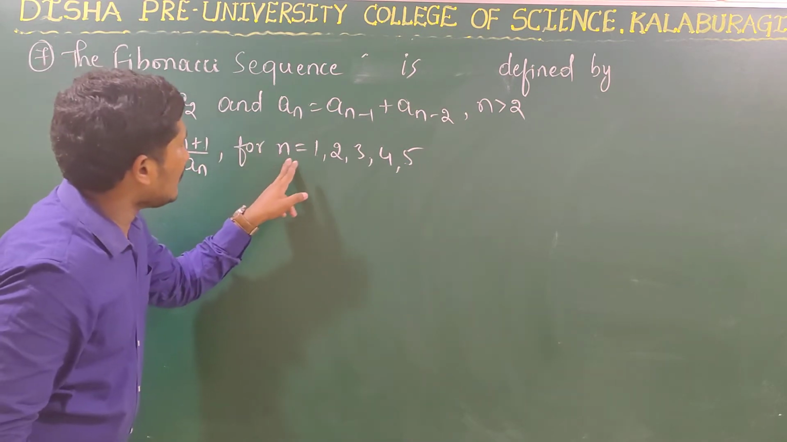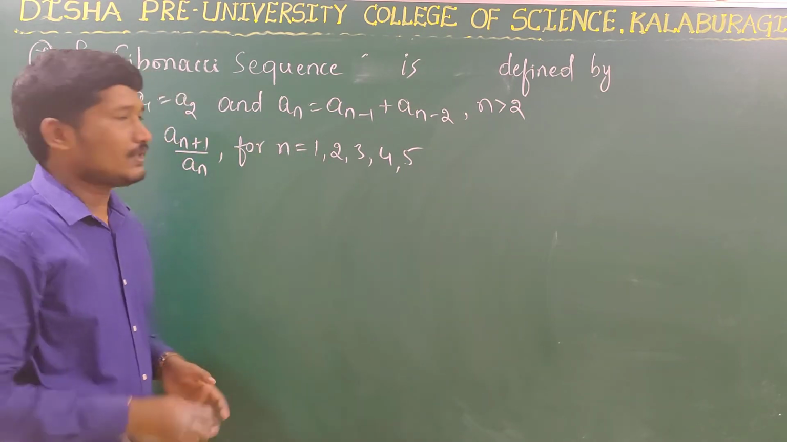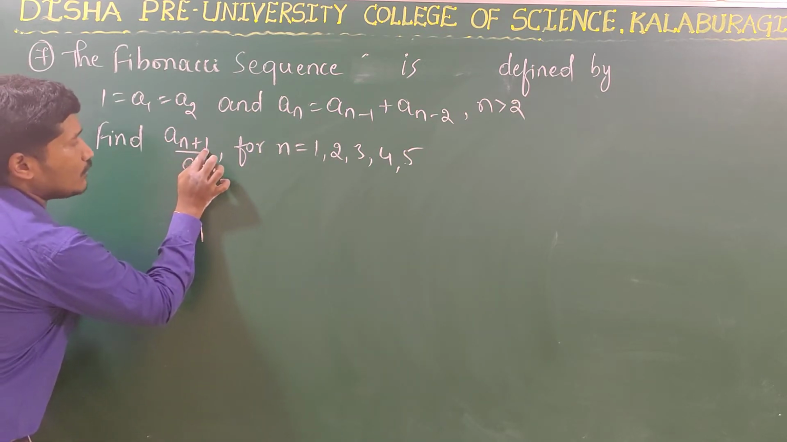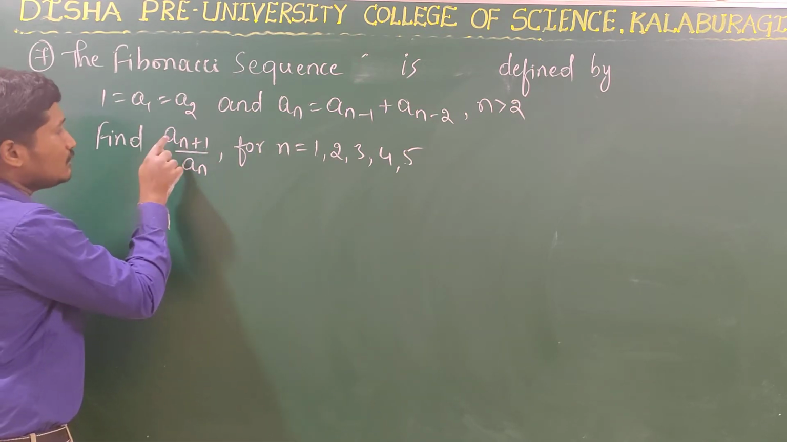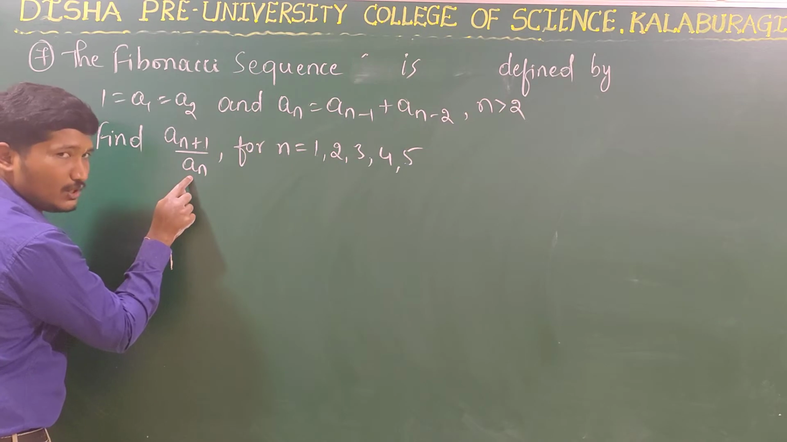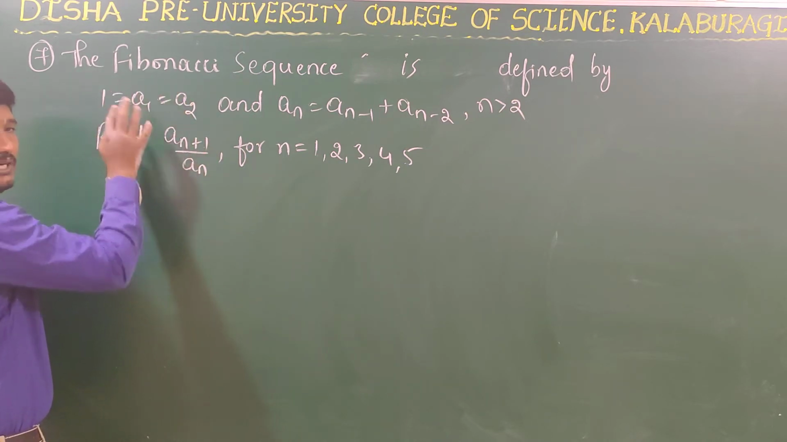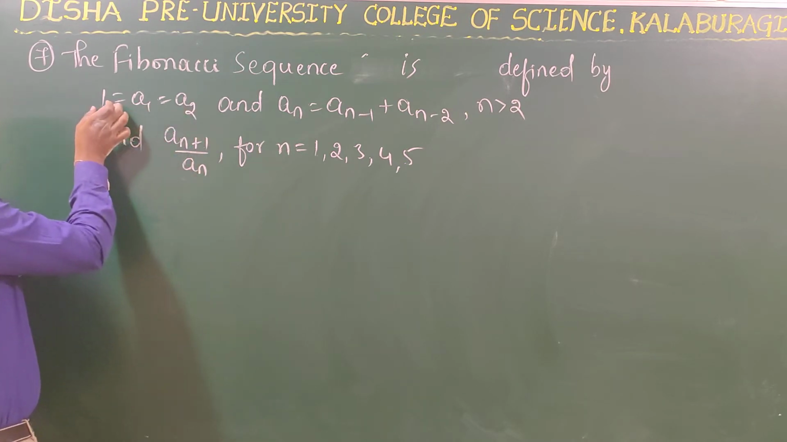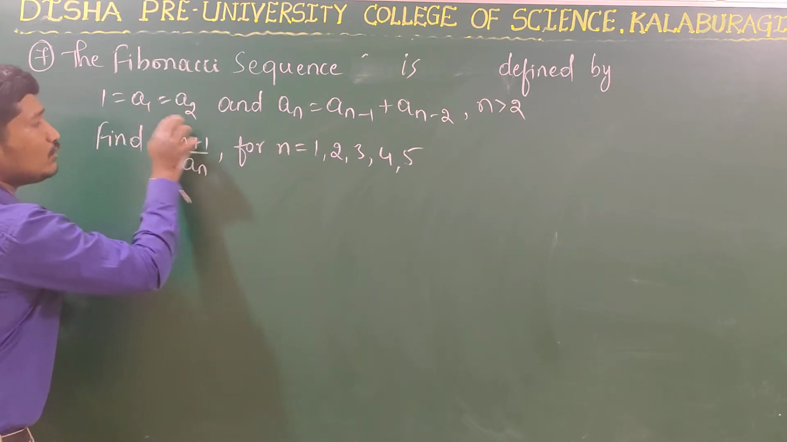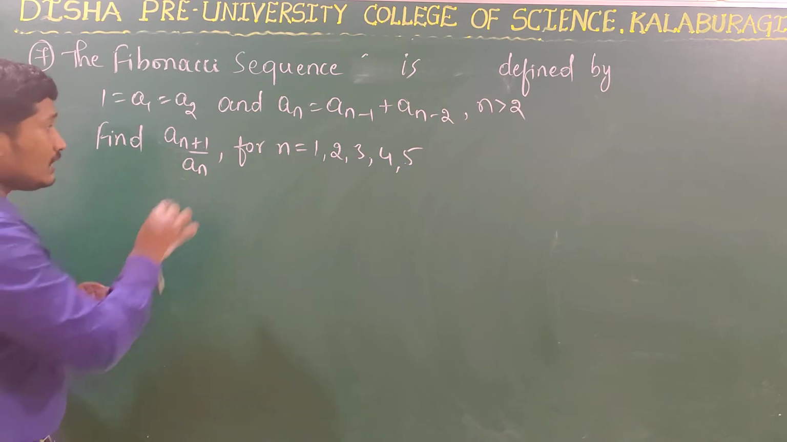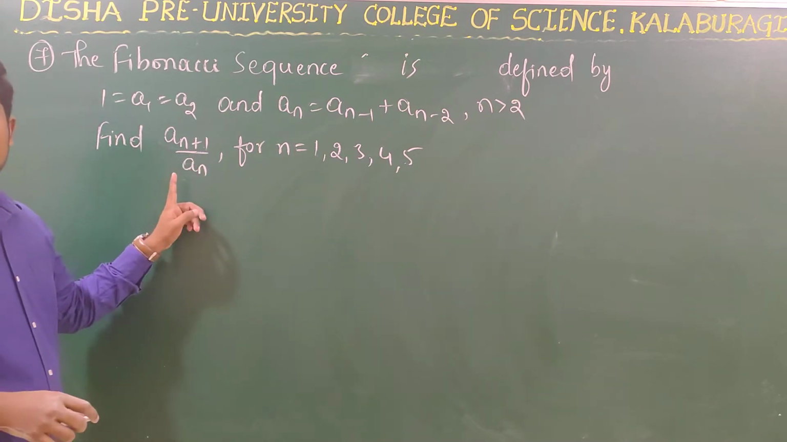Right? So now put n is equal to 2. 2 plus 1 is what? 3. So a3 divided by a2. See here, you know the value of a2. But do you know the value of a3? No, right? So we need the value of a3.